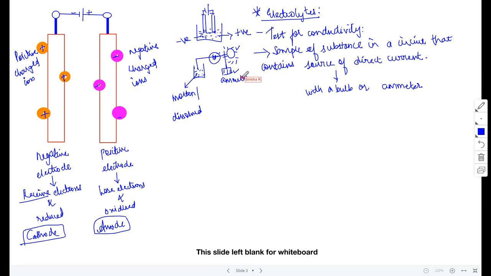You understood how substances undergo the test for conductivity? Okay, fine. Now we'll see how electrolysis of molten salts occurs.